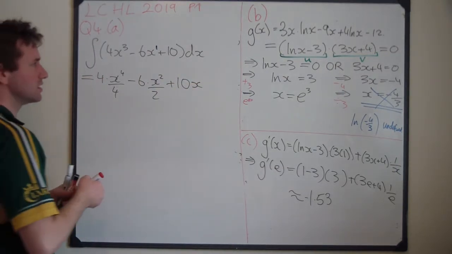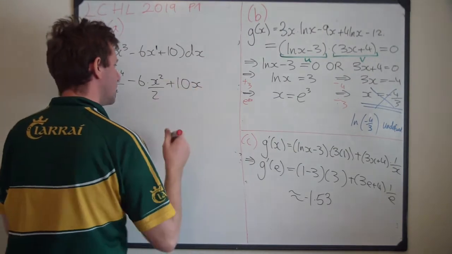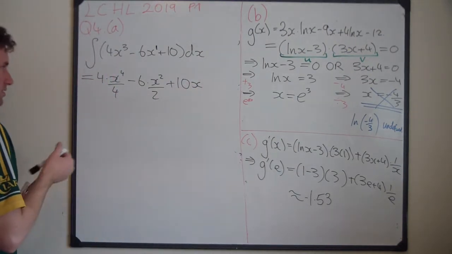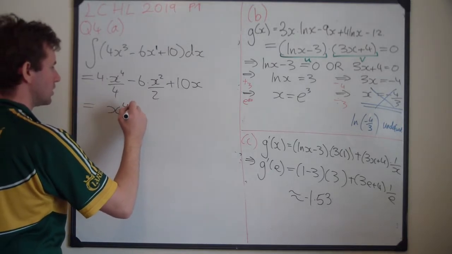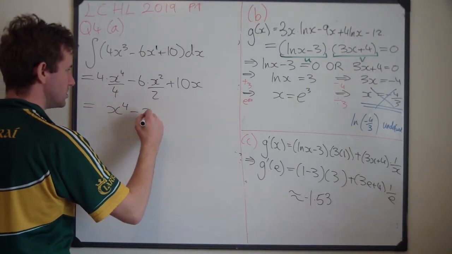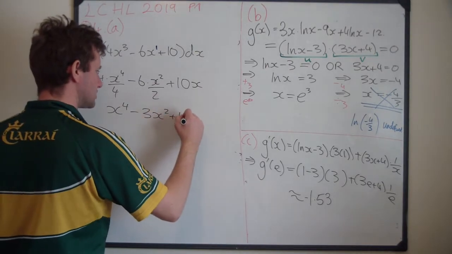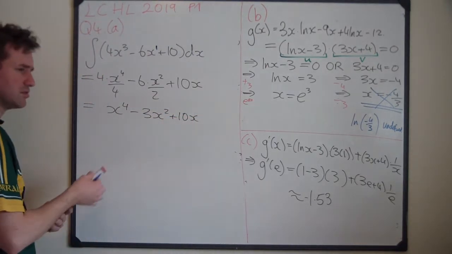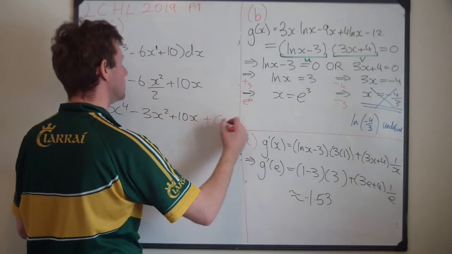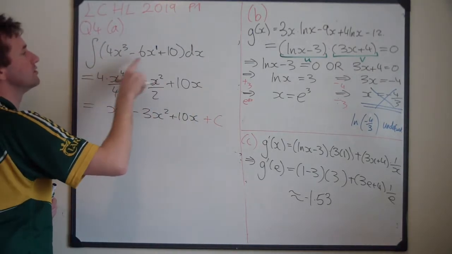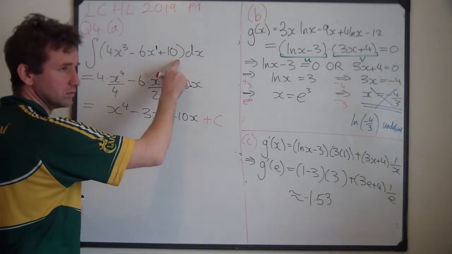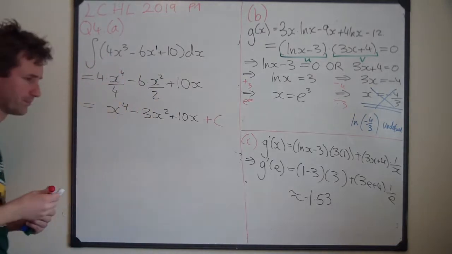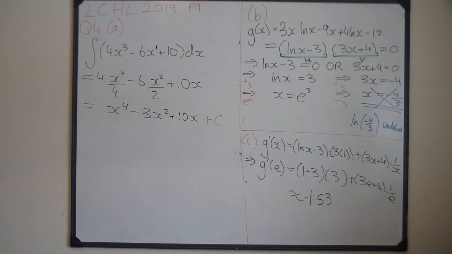We could tidy this thing up. Maybe we should. So I'll put in the c in the next line. So 4 divided by 4 is 1. 6 divided by 2 is 3. Plus 10x. Plus c. Have I answered the question as asked? Did I find this? Yes, I did. This means find all the things that differentiate with respect to x to give you this. Okay, that's part A.